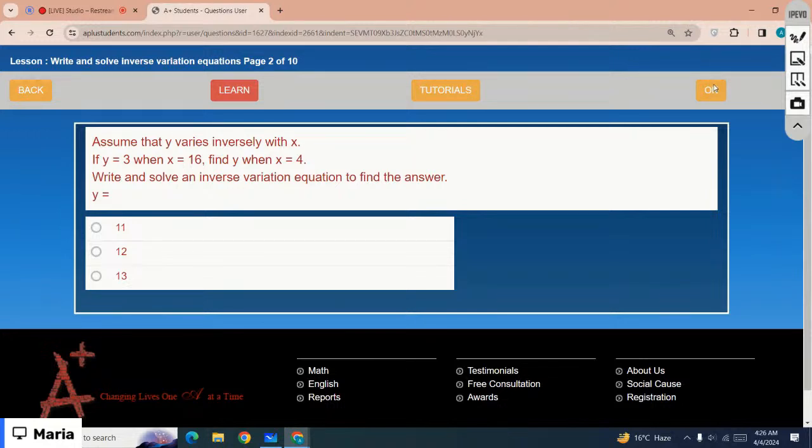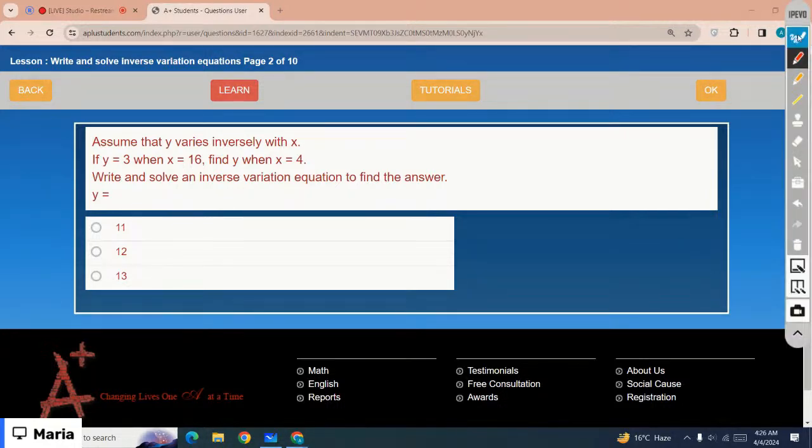Okay, the next one is, if y equals 3 when x equals 16, right? You have to do y equals k over x, or k equals y times x. So 16 times 3 is 48. You have to find y when x equals 4. Y equals 48 divided by 4. 4 times 1 is 4, 4 times 2 is 8. The correct option is 12.